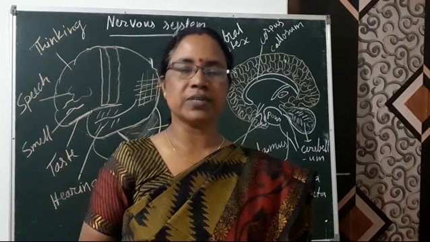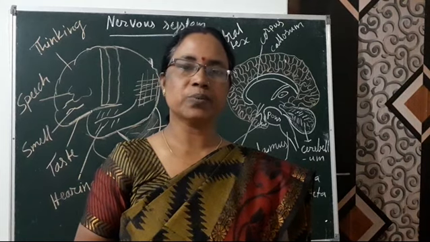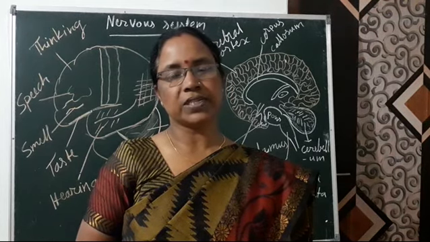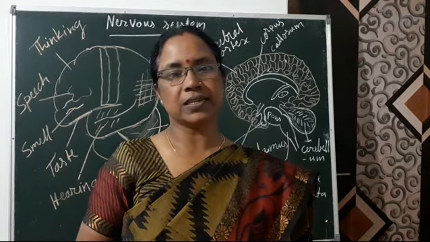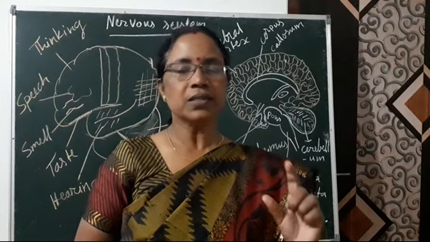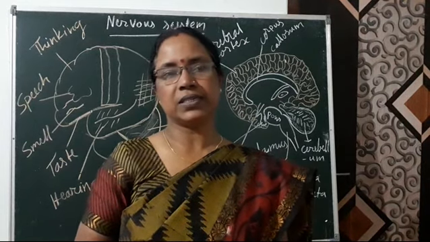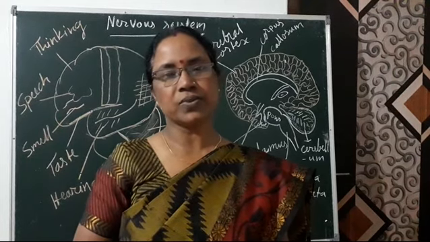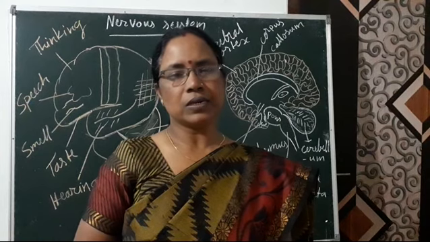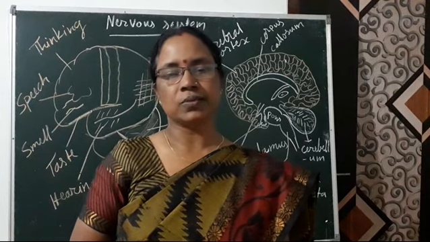The central nervous system includes the brain and spinal cord, and the peripheral nervous system includes the nerves which enter and come out from the brain and spinal cord. So, a little information about the brain.